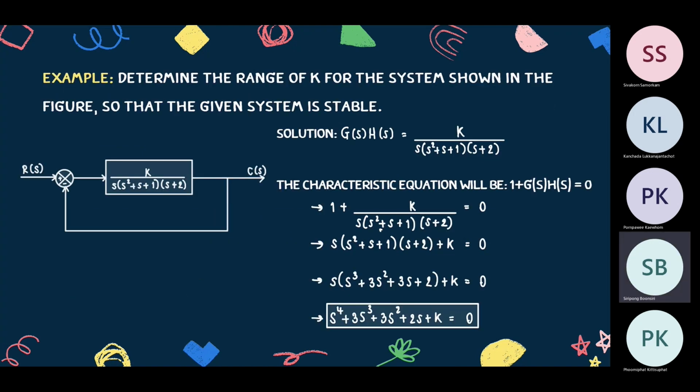And this is the example. Determine the range of k for the system shown in the figure so that the given system is stable. For the solution, we take it into the equation and we will get the characteristic equation, as you can see, s to the power of 4 plus 3s to the power of 3 plus 3s to the power of 2 plus 2s plus k equal to 0.